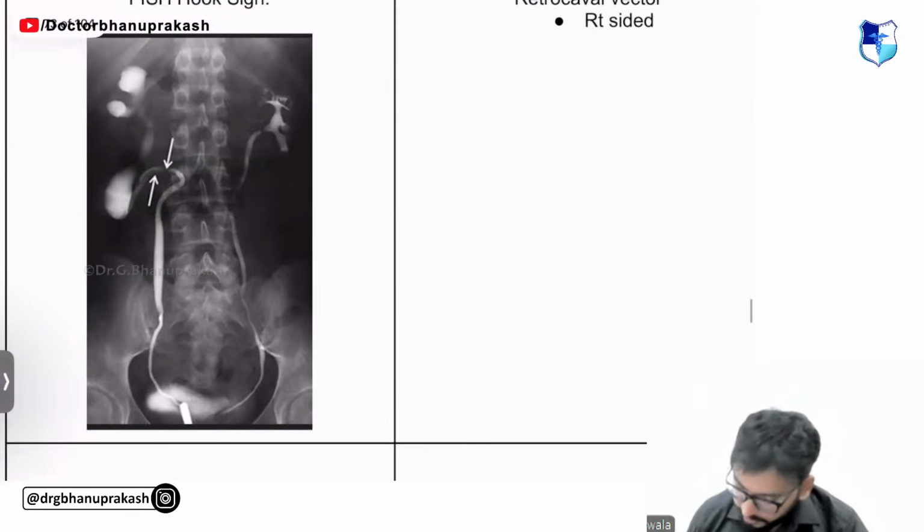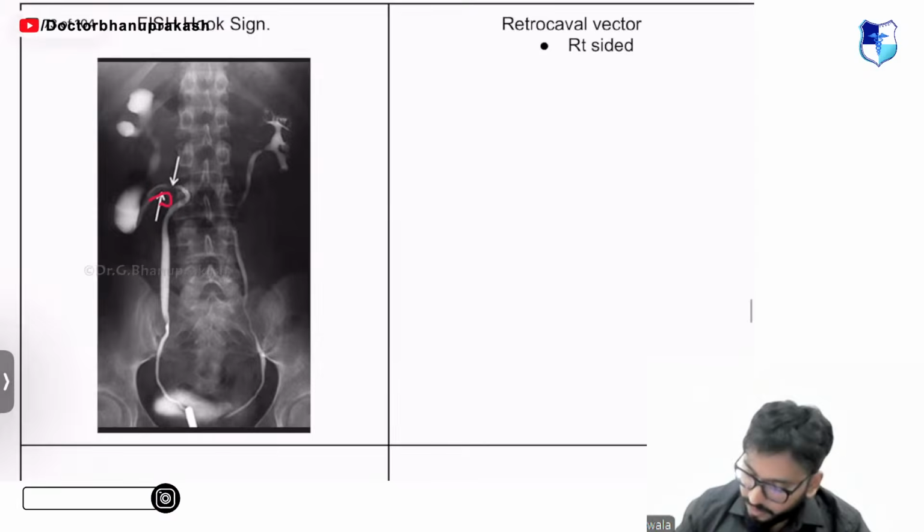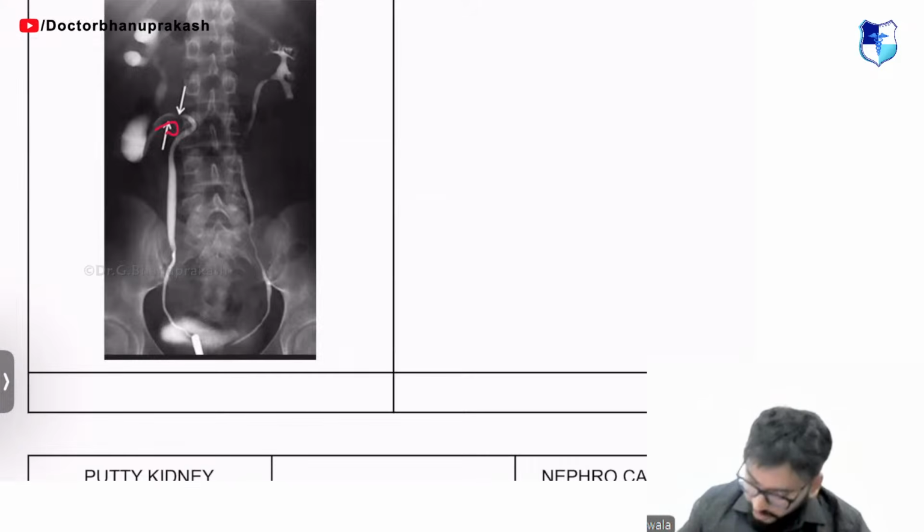Look at this, the hooking of the ureter. Can you see on the right side there is hooking? This is known as retrocaval ureter. Fish hook sign in retrocaval ureter.